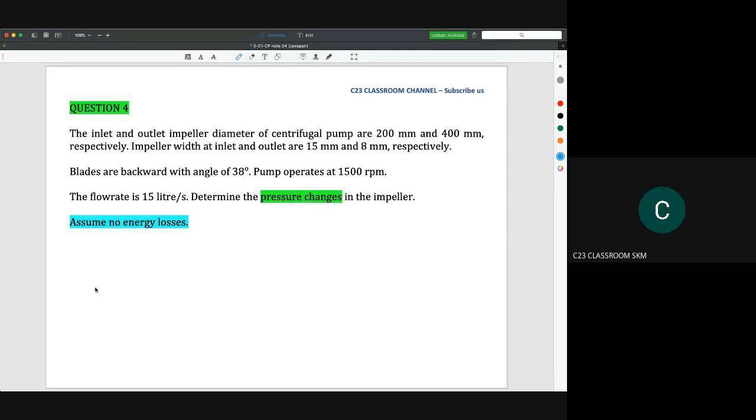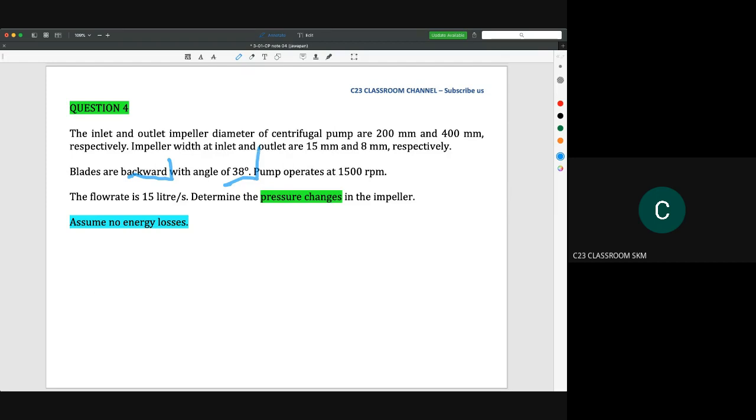Okay, now we go for question number 4. The inlet and outlet impeller diameters of a centrifugal pump are 200 and 400 millimeters respectively. Impeller width at inlet and outlet are 80 millimeters and 8 millimeters respectively. Blades are backward angled, with an angle of 38 degrees.